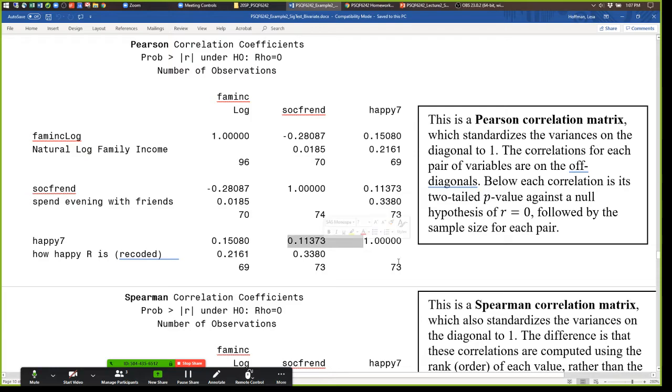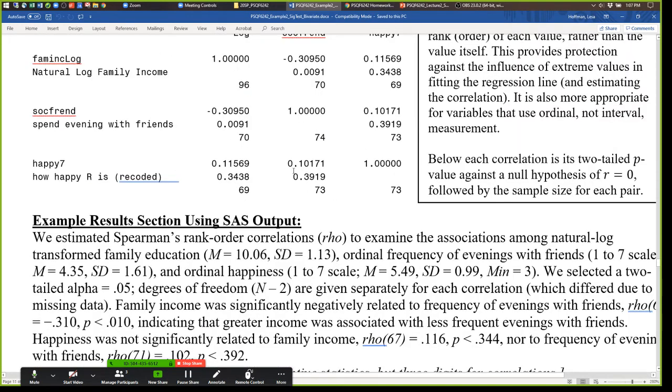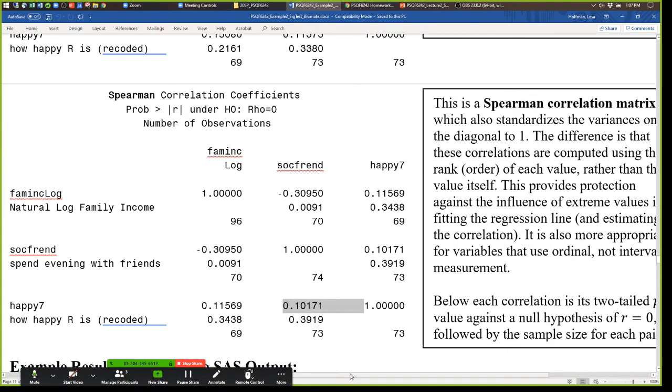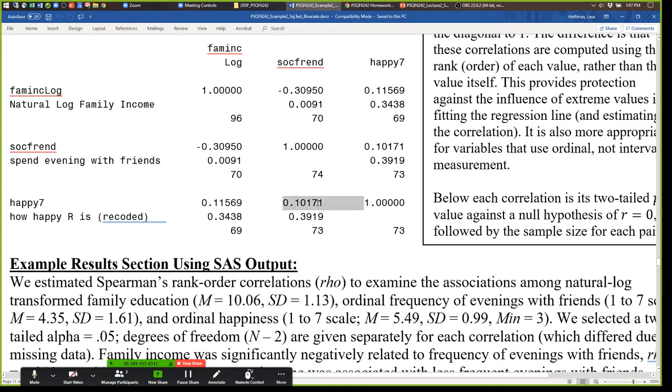So there's a Spearman correlation. Let me find that one. Right here, 0.11 between how often you socialize with your friends and how happy you are. So is that positive, negative, or somewhere close to 0? Make this easy. Somewhere close to 0, right? It's a correlation of 0.11. So it's itsy bitsy positive, but mostly 0.